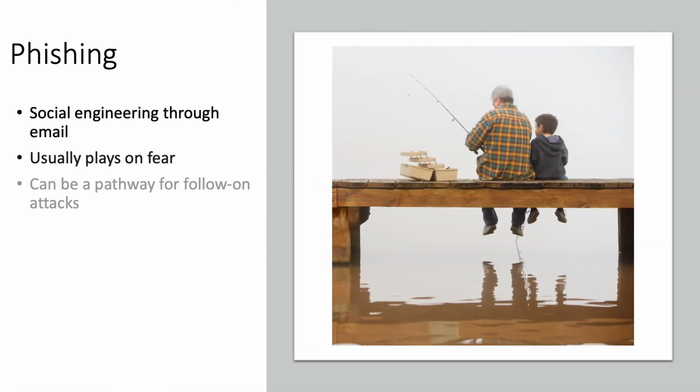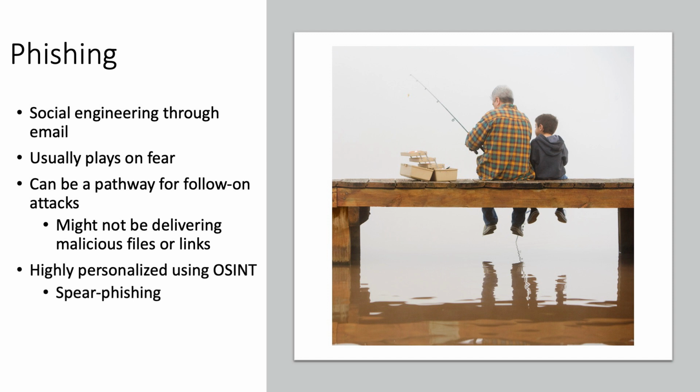So as we look at phishing, again, social engineering through electronic communication, generally speaking through email, that's usually going to play on fear. That's where a bad guy might send an email that says, click on this or else, follow this link or else, perhaps open an attachment or else. And that could also be a pathway for follow-on attacks, such as looking for information. Perhaps they spend some time online digging through your personal information, doing what's called open source intelligence gathering, or OSINT. And that's going to take it from phishing into spear phishing.